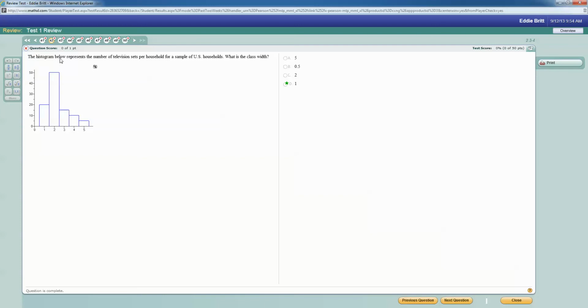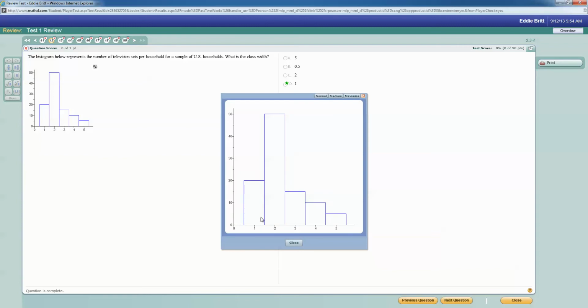This histogram, we want to find the class width. So if you see, let's go up a little bit. If this is 0 and this is 1, then right in the middle of 0 and 1 is 0.5 or 1/2. So the class starts at 1/2 and then ends at 1.5.